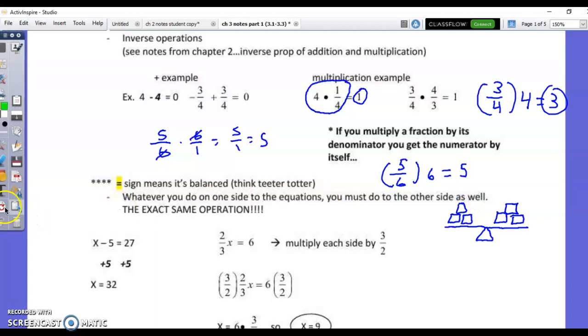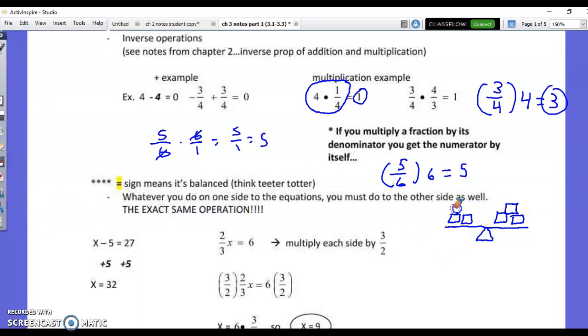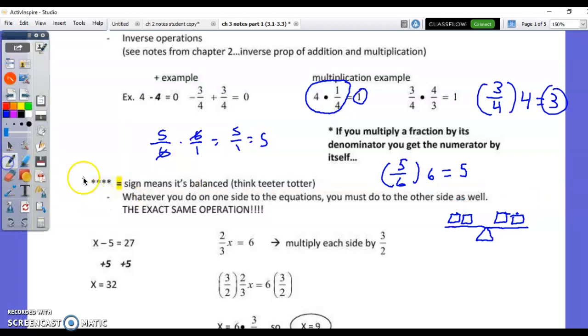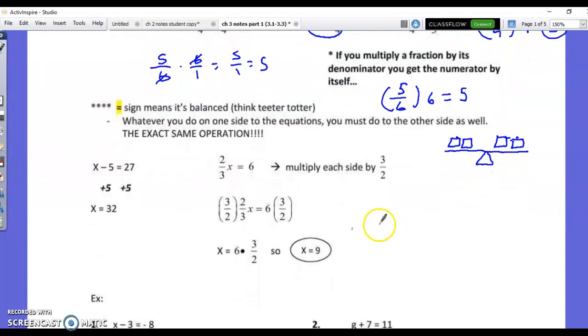But if I take a box away, let's say I'm getting rid of a box, what would I have to do to keep it balanced? I'd have to get rid of a box over here. So whenever we are using math to manipulate a problem to solve for an unknown, we have to make sure we keep the operation balanced.